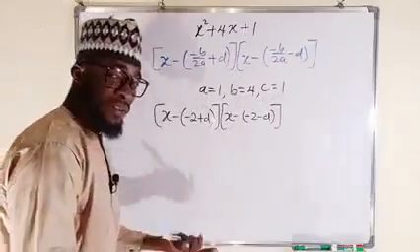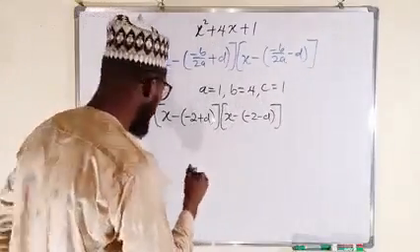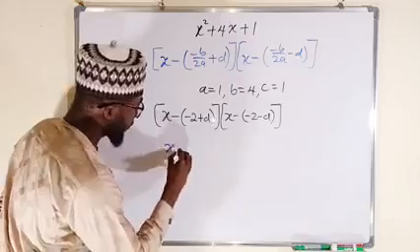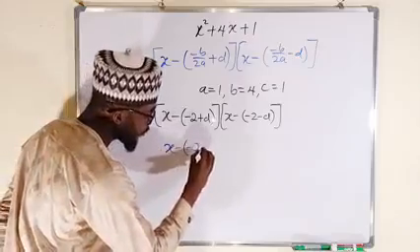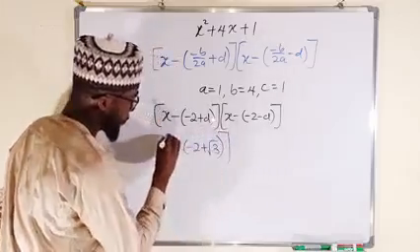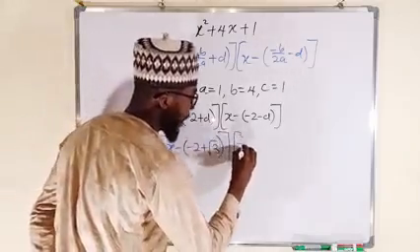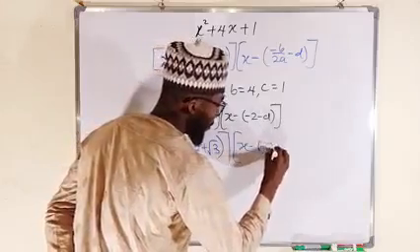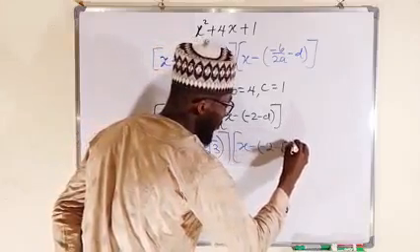You can always reverse the video to find out where you're missing. So this is x minus 2 plus d, which is root 3, multiplied by x minus 2 minus root 3. And we are good to go.